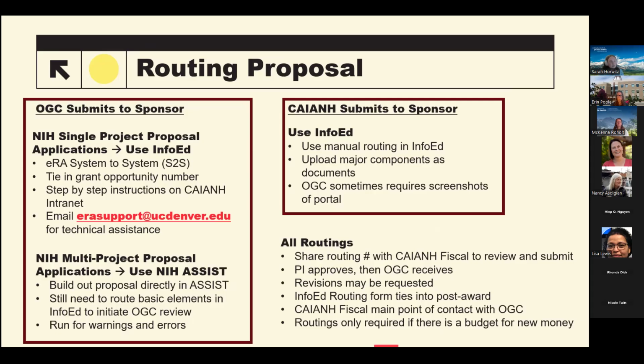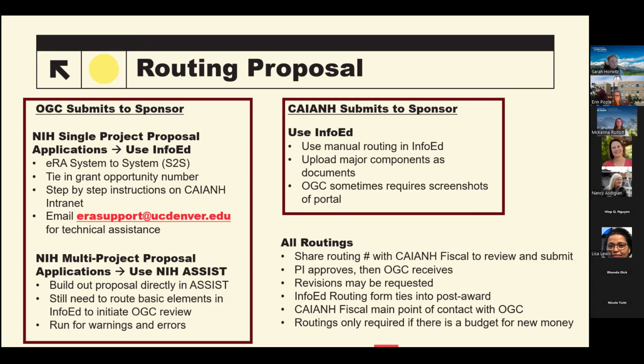And apart from the routing form, we are also taking a very close look at the budget to make sure that all the math and everything is right. And as McKenna mentioned, that routing number is started during this process and it's used throughout the life of the project, post-award as well. And Cayenne Fiscal would like to be the main point of contact with OGC, but we understand that in some cases it makes sense for the PI to be in direct contact. It just makes it easier to streamline communication and it helps because we already have those relationships built up.